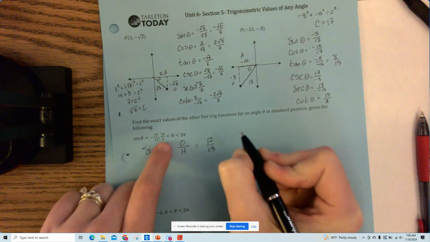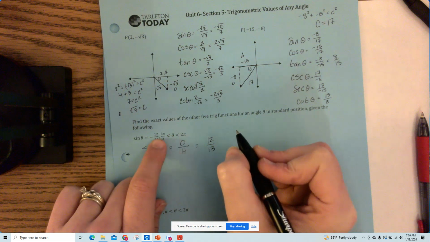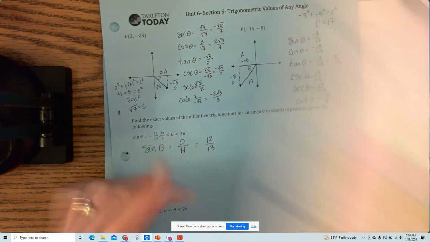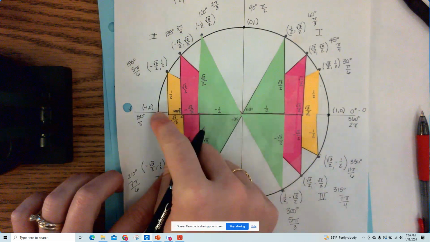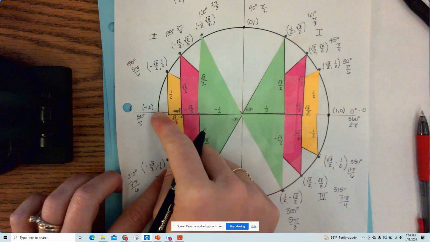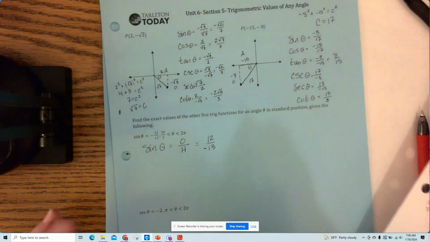And here's why we have this. One of these has to be negative. We don't know which one. We know it has to be in this quadrant. Negative 12 would mean I'm going this way on the x-axis, so that's not possible. We know the 13 is the negative.